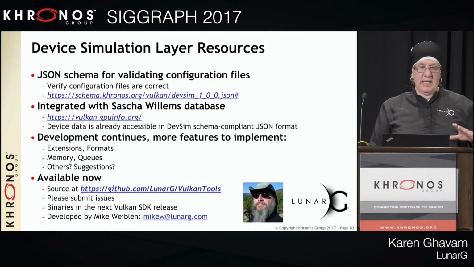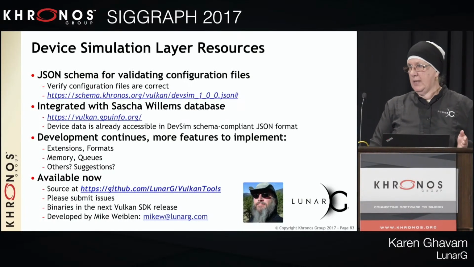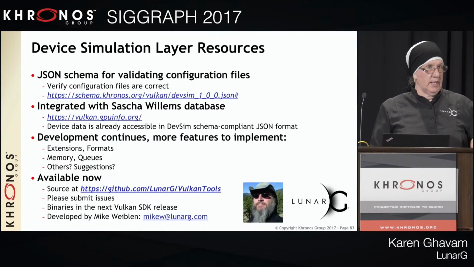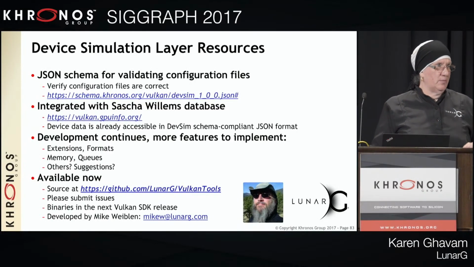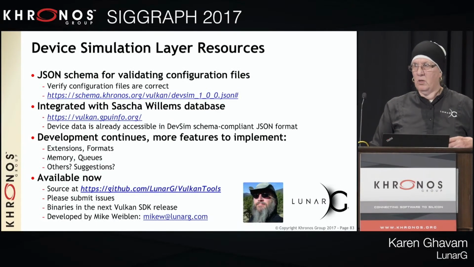A JSON schema file has been created to validate the configuration files that you use as input to this layer. We have put the schema out at schema.khronos.org. We just finished that last week, working with them to get it out there. We have worked with Sascha Willems and his database, vulkan.gpuinfo.org, to make sure that all his configurations are compliant with this schema. He has also done some modifications for us and added a button to download schema-compliant configurations for you. We're continuing to do more development on this layer.